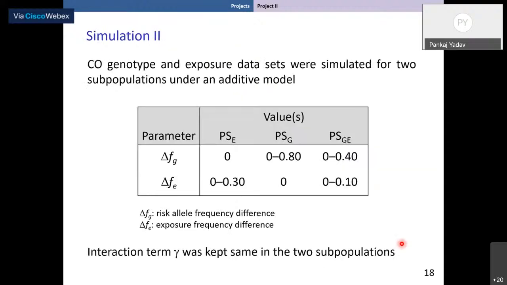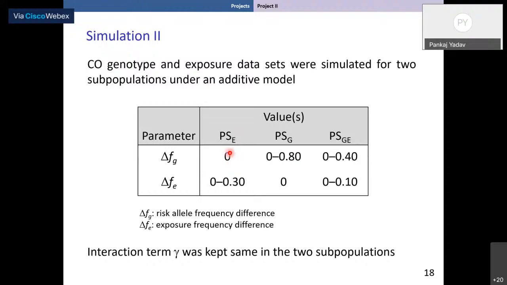Again, for this, I have done a couple of simulations to simulate these different scenarios of stratification. Again, I have deployed this case-only approach, and the model that I showed you in the beginning, the full logistic regression model, to simulate the data. Here I am showing you some settings that I have used. Delta FG is the risk allele frequency difference between two populations. Delta FE refers to the exposure frequency difference between the two populations. I have used different settings for this.